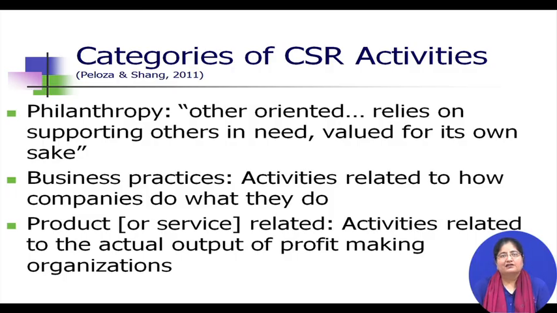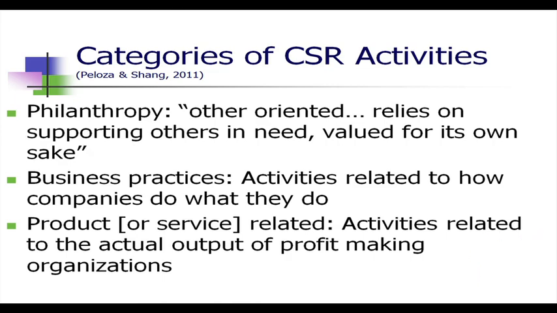The second category is business practices. These are activities related to how companies do what they do, and I'll give you examples later. So, for example, you are manufacturing something. Now, the ethical ways of manufacturing that thing, have you taken permissions? Are you looking after the environment? Are you looking after your people in doing what you are doing for the purpose of generating profit? And that will fall into business practices.